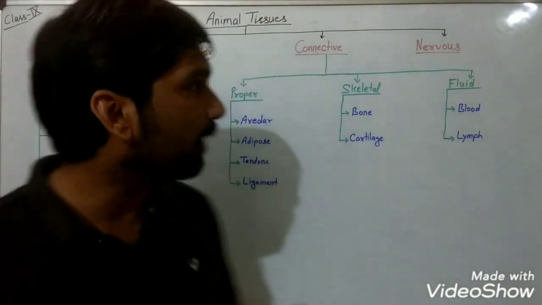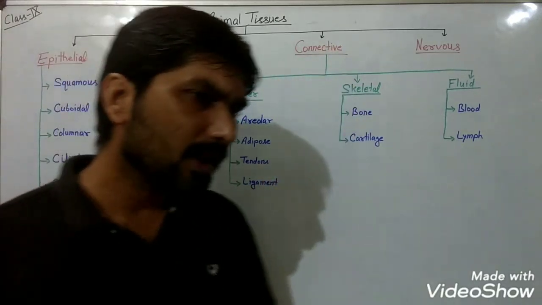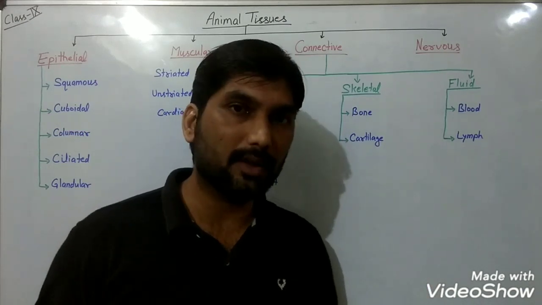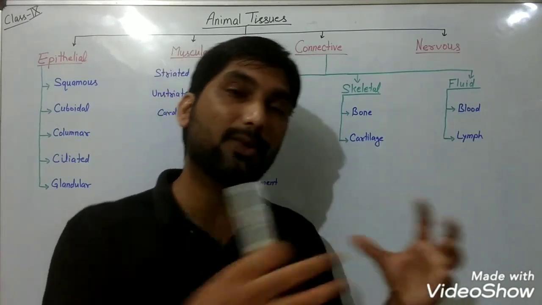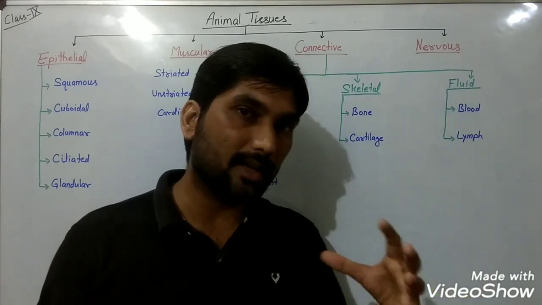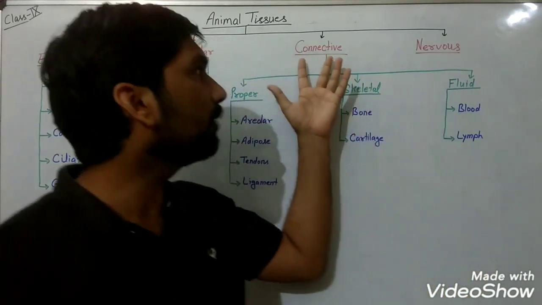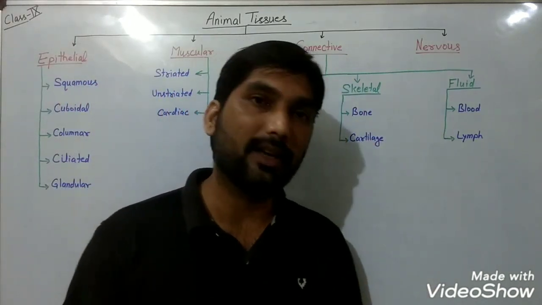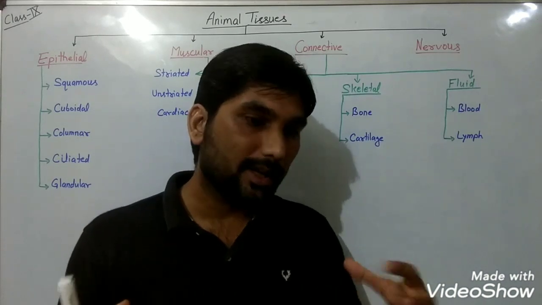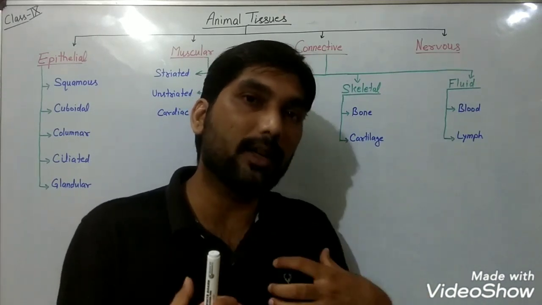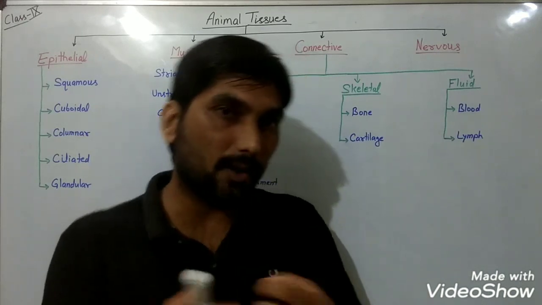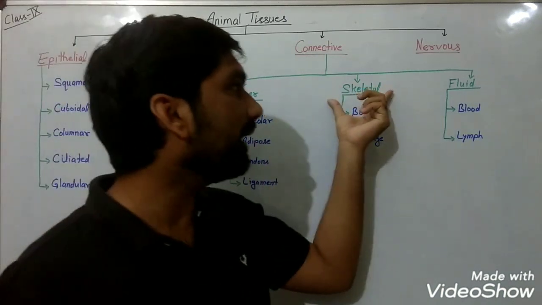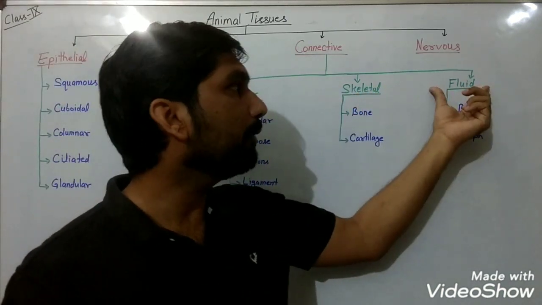And now finally, when we talk about the connective tissue, in plants we discussed xylem and phloem, the complex tissues performing the function of conduction of water and food. In the same way, from the name itself you have an idea that connective tissues are responsible for connecting one tissue or organ in the body to another organ or tissue. These may be of three types: proper connective tissue, skeletal, and fluid connective tissue.